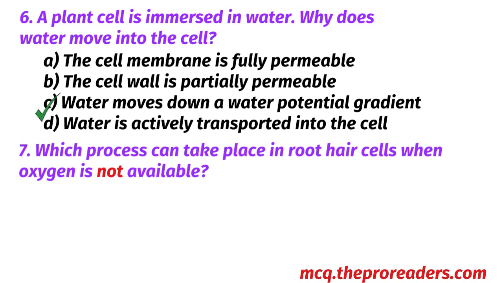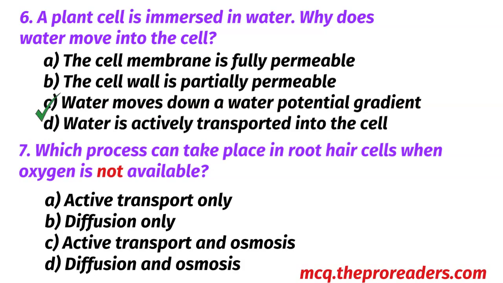Which process can take place in root hair cells when oxygen is not available? Active transport only, diffusion only, active transport and osmosis, diffusion and osmosis. Option D, diffusion and osmosis is the correct answer.